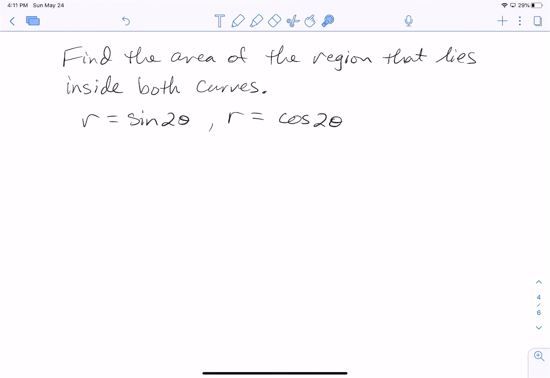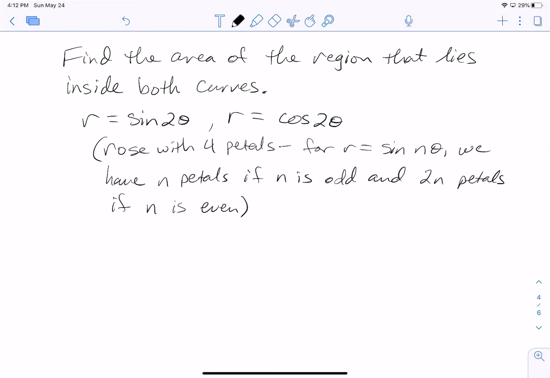We're going to find the area of the region that lies inside of two curves, r equals the sine of 2 theta and r equals the cosine of 2 theta. We might recognize that each of these is a rose with 4 petals. Because remember, when we have something of the form r equals the sine of n theta, if n is odd, we have n petals, and if n is even, we have 2n petals.